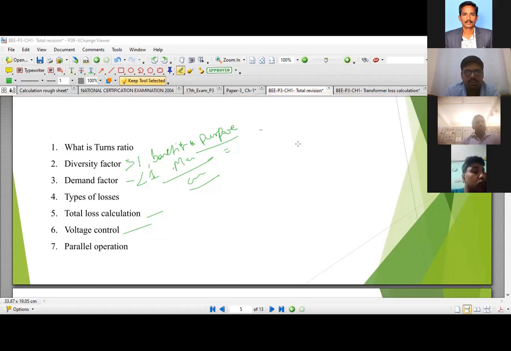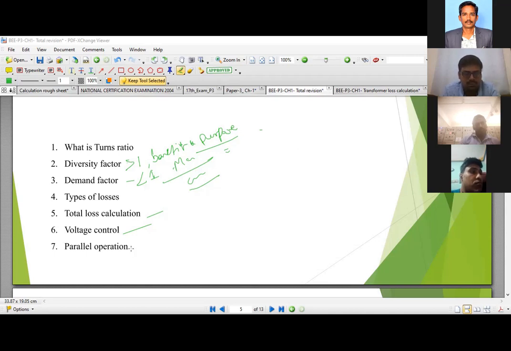On-load, we no need to interrupt the power, and it will automatically sense the LV side voltage, and it will raise the HV tap change, and maintain the voltage. But off-load, we need to interrupt the power during tap changing, maybe 1 minute or 5 minutes. We need to make a shutdown, means interrupt. After that we make the tap change, then we need to make it live again. So that is the basic difference for on-load and off-load.